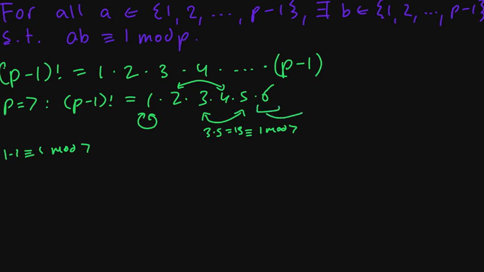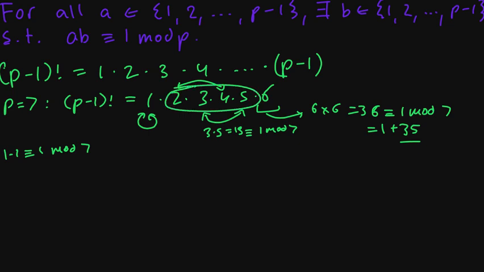And the same thing is true of 6. 6 times 6 is equal to 36, which is equivalent to 1 mod 7, for it is 1 plus 35, and 35 is a multiple of 7. So we can pair up almost all the numbers in the middle, besides 1 and 6, with each other to get numbers that multiply to 1 mod 7. Note that we can show that no number besides 1 and 6 multiplies to itself to get a number that's congruent to 1 mod p.